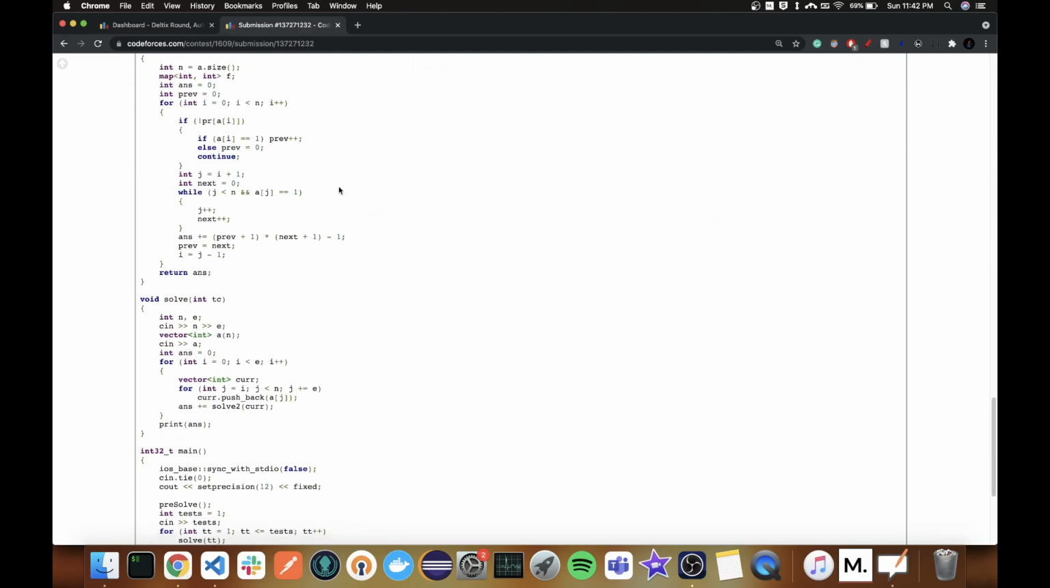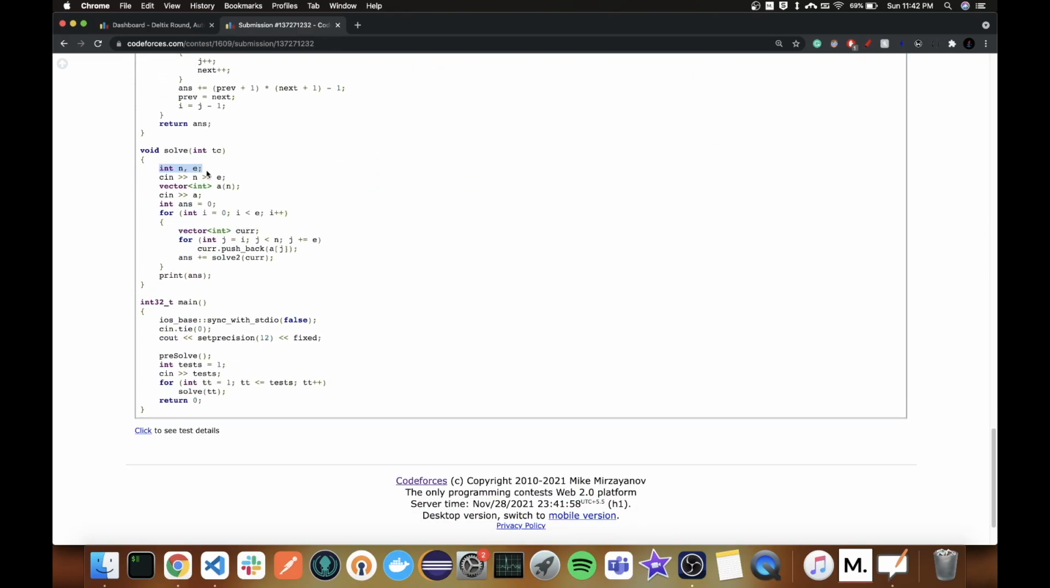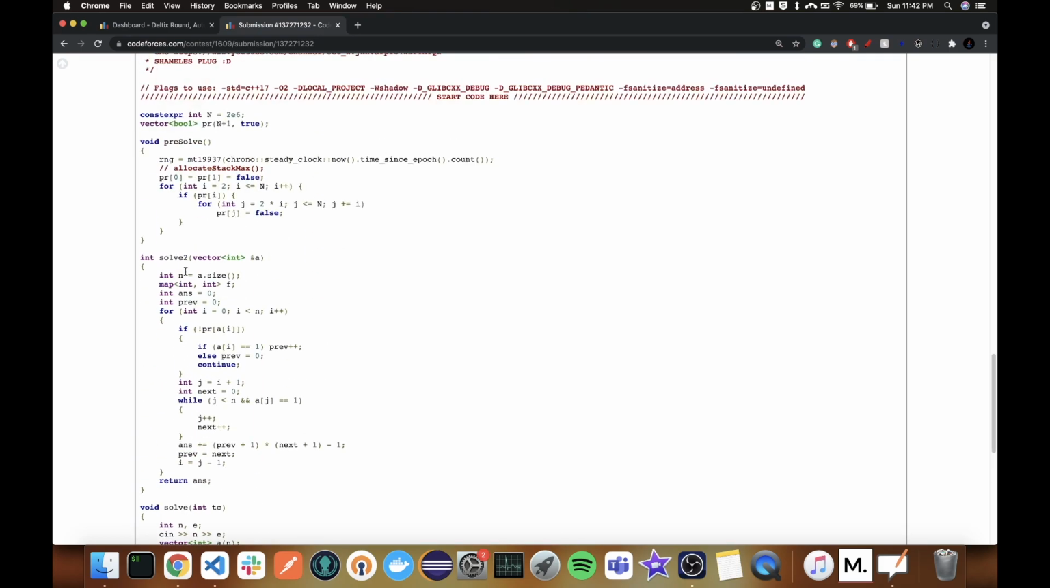And here, as you can see, I'm doing integer n, e. I take the input and then I form the n by e size bands or groups, whatever you can call them. I call them current. So from j = i to less than n, plus equals e, I form it and then I solve for this. What is this map? Okay, this map is irrelevant, forget this. It is from my previous failed attempts.